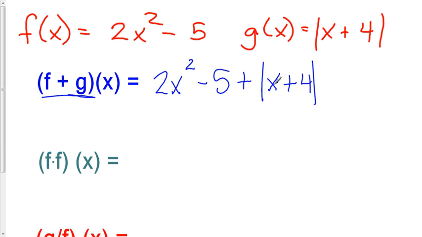If this is something that you can simplify by combining like terms, then you should do that. In this case, you can't take the negative 5 and the positive 4 and add them together because this absolute value is here, so we just leave it as this expression.